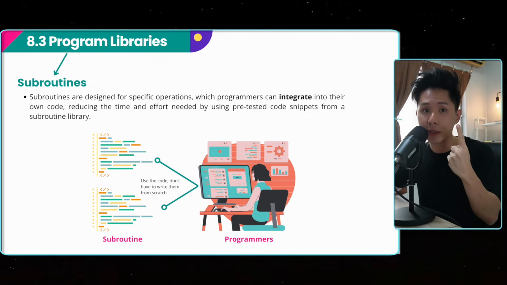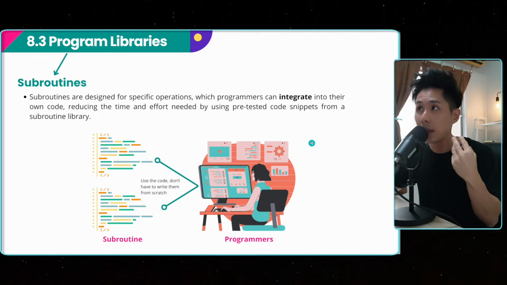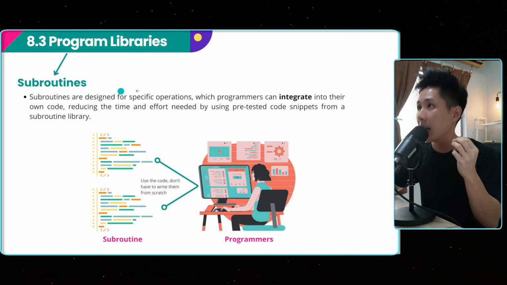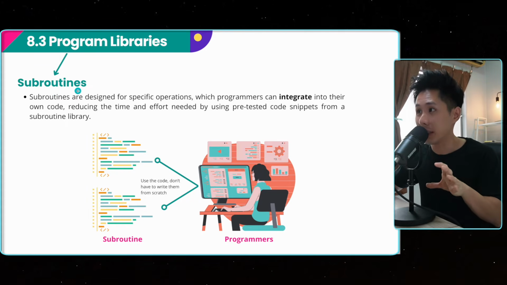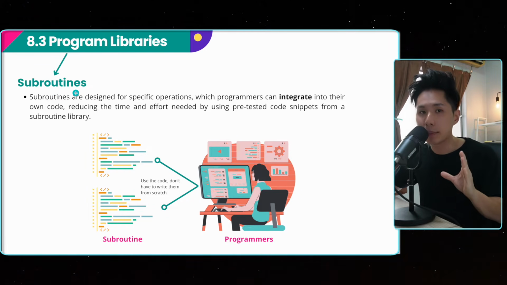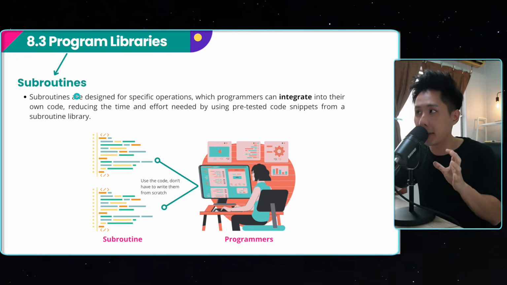So the types of system software: the first one is the operating system, followed by utility software. Now we're looking at the program library. The program library is also called a subroutine. It can be a bit hard to grasp if you haven't started coding yet, but let me explain.